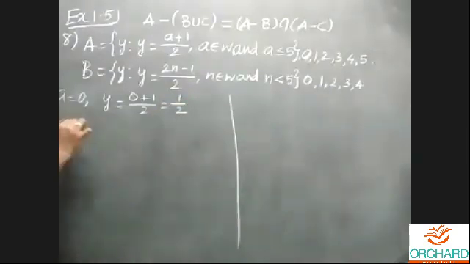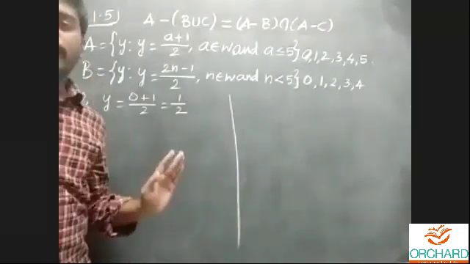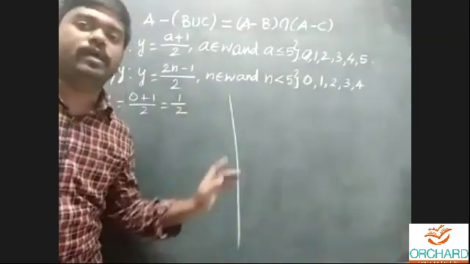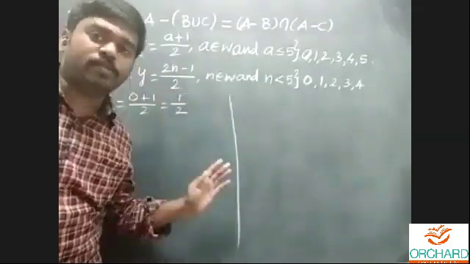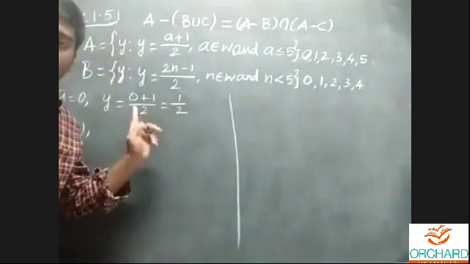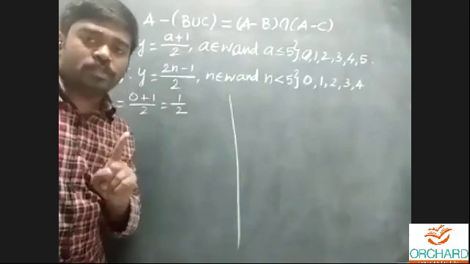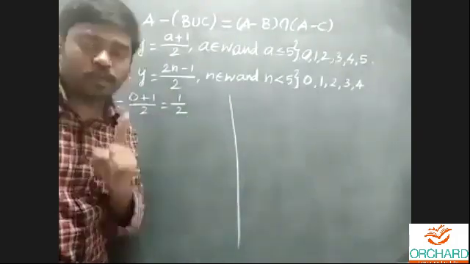Next, A is equal to 1. Suppose you don't like to substitute the value, and you are very good in the calculation, you can directly write the elements of set A. No problem, that is your wish. Directly write the answer. But to avoid mistakes, suppose you have missed a single element, it means the whole problem is wrong. Keep that in your mind.